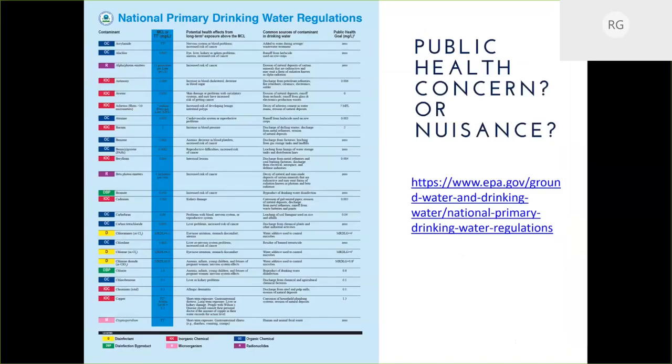So first, we need to understand what's being tested. Is what you're looking at on your report a public health concern or a nuisance? And here you can use these EPA primary drinking water regulations and secondary drinking water regulations as a guide. If it's listed on the primary drinking water regulations, that means that there's a lot of evidence that it can cause a health concern. The secondary drinking water regulations, again, are for nuisance issues, things that might impact the taste or the smell or staining of your water.